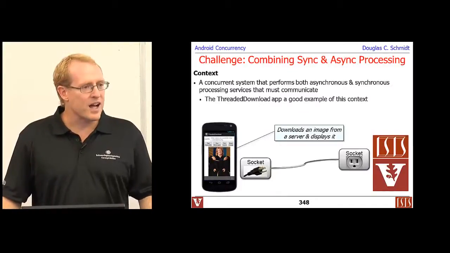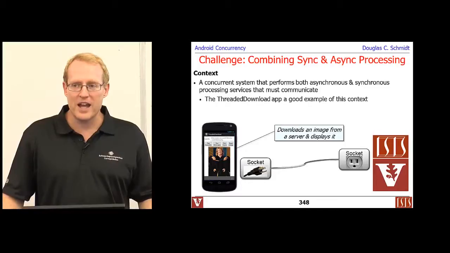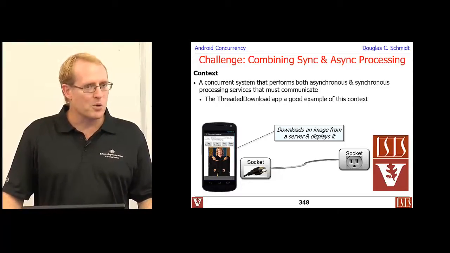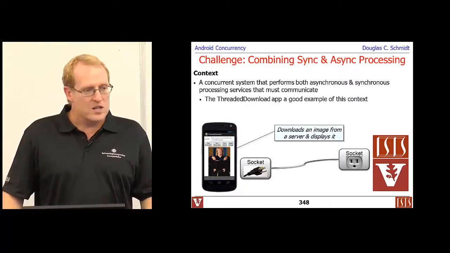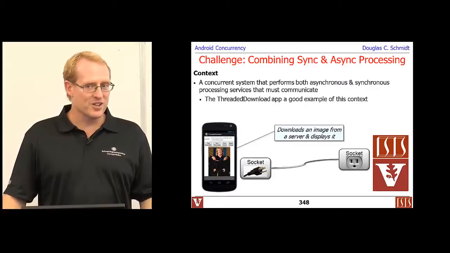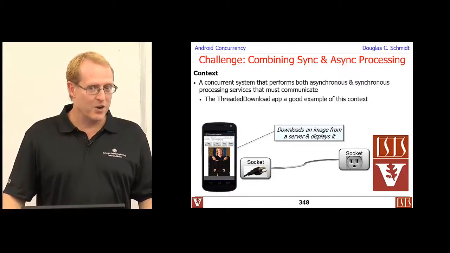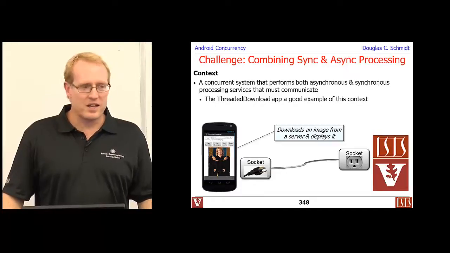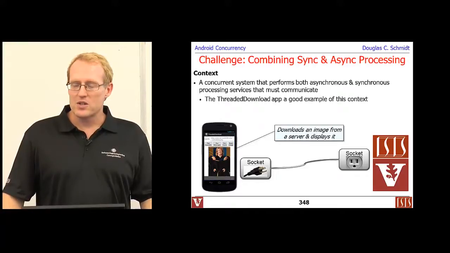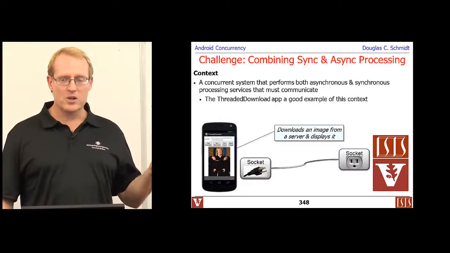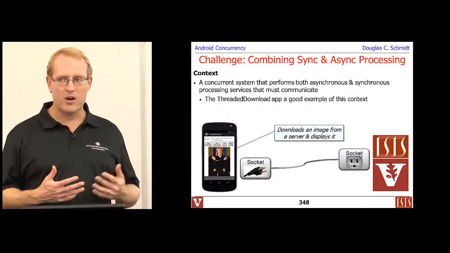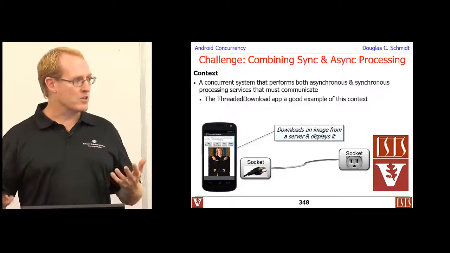So here's the context for this discussion. You often have concurrent systems that have to perform both synchronous and asynchronous communication, and these things have to communicate with each other somehow. A good example of this, and you've got a little taste of it now, and we're going to do more of it as we move along, is this threaded download application that we're working on. So you've got some parts of the code that are going to be interacting with the user via the activity part, via the widgets and so on, and some other part that's going to do some downloading.